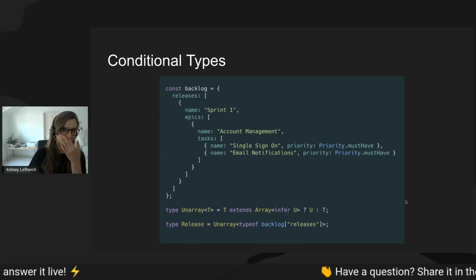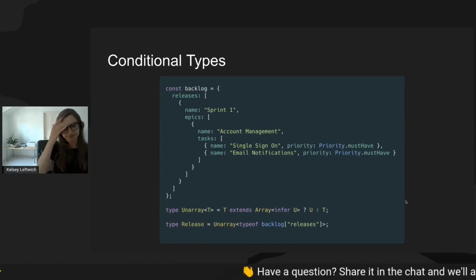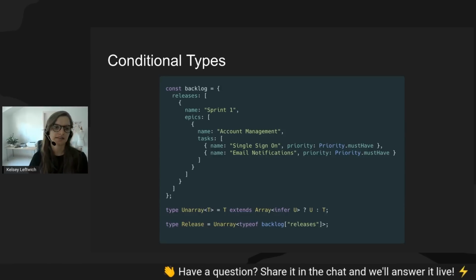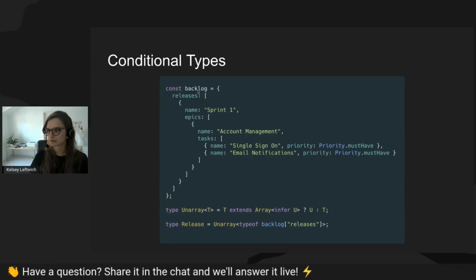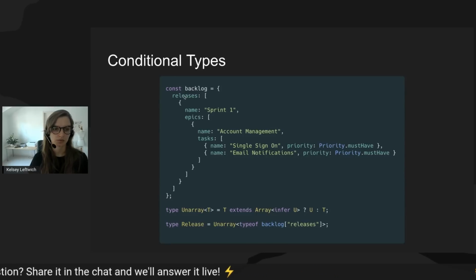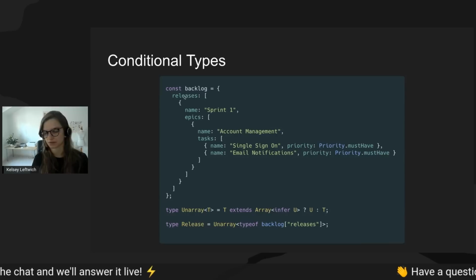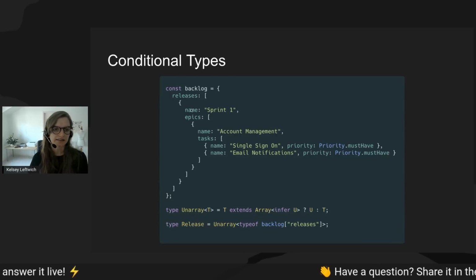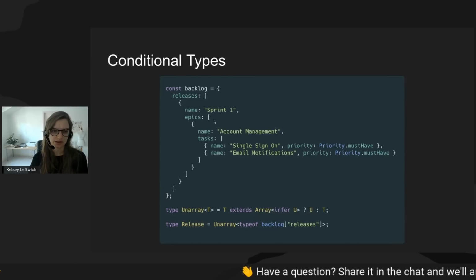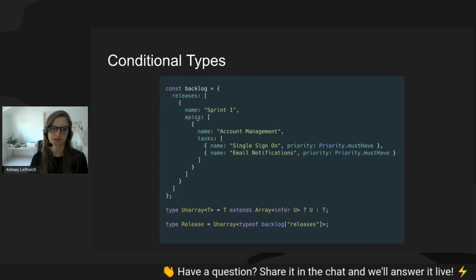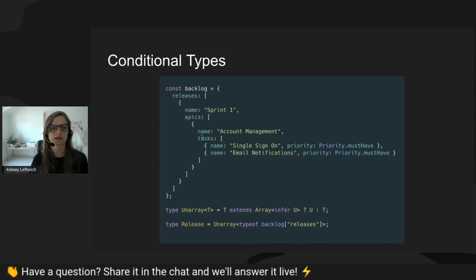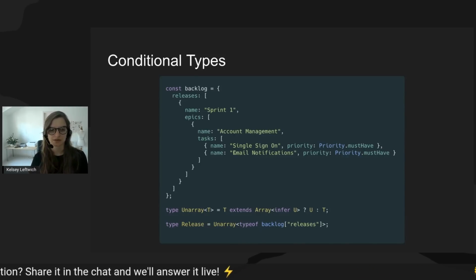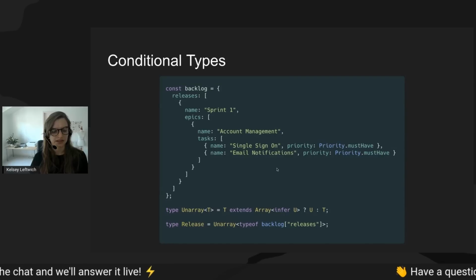Here's another example of how you can use conditional types. In this case, I have something called a backlog, and a backlog has releases, sometimes also called sprints. In this case, my first release is called Sprint 1. My Sprint 1 release has some epics, and in this case, it only has the one epic, but its name is account management, and there's some tasks under that and everything.